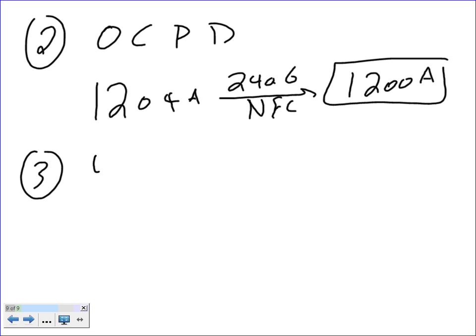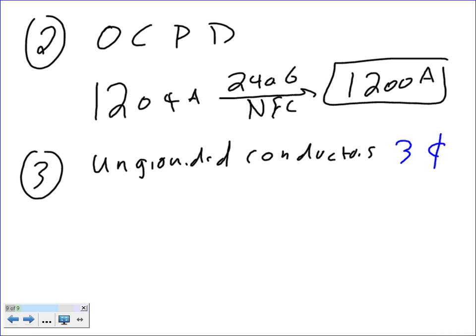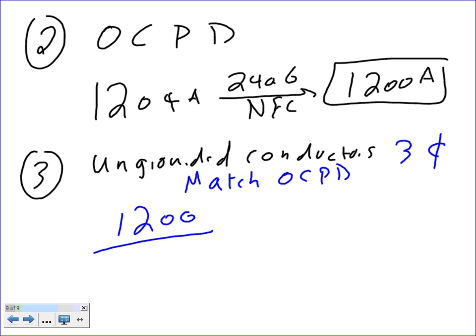Ungrounded conductors, the phases, 3 phases, right? The 3 phases. That would be the same thing, guys. We said we match the overcurrent protection device. 1200. How many runs do you guys want to run? Divide by 4. That gives you 300. That's a good way, right? Divide by 4. That will get you 300 amps.